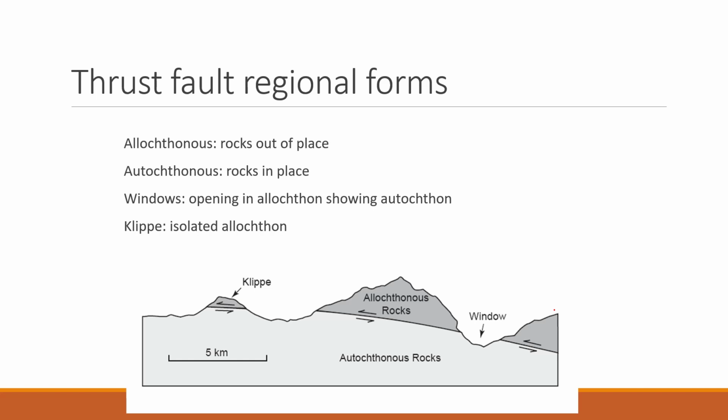So if we have a large scale, low angle reverse fault, we will end up sliding a sheet of rock out of place. If we have an opening through that overlying allochthonous rock that we can see the autochthonous rock, we can see the rock in place, that's called a window. If we have an isolated little bit of allochthon, that's the out of place rock, that's called a klippe. I just like saying these words. So this happens in regional tectonics that we see this happening.